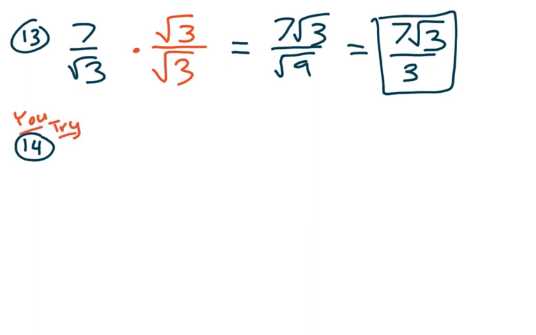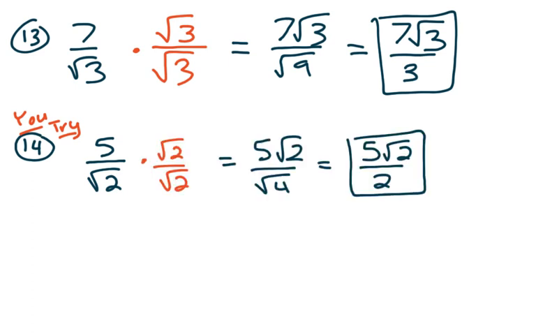Let's go ahead and try number 14. We'll do 5 over the square root of 2, 5 divided by the square root of 2. Pause the video and go ahead and give this a try. All right, you should end up with 5 square roots of 2 over 2.